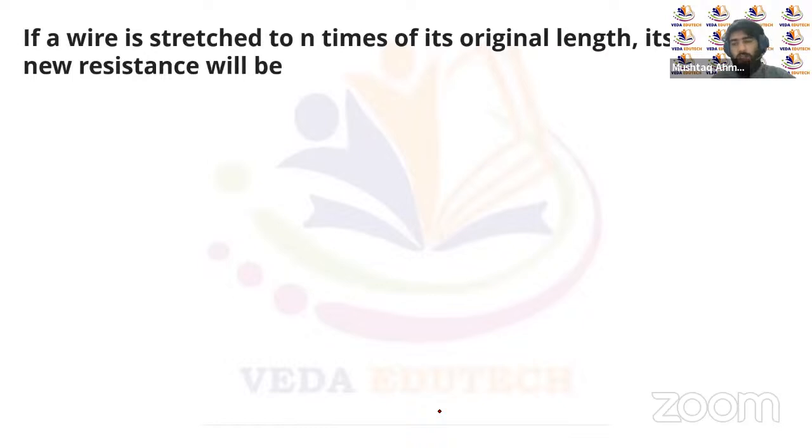So this is one of the general cases for this question that we discussed till now, right? Let's try to solve the general case as well. The case is, if a wire is stretched to n times its original length, its new resistance will be what? So it's given that this is a wire of length L, with area of cross section A. Now we have stretched it.